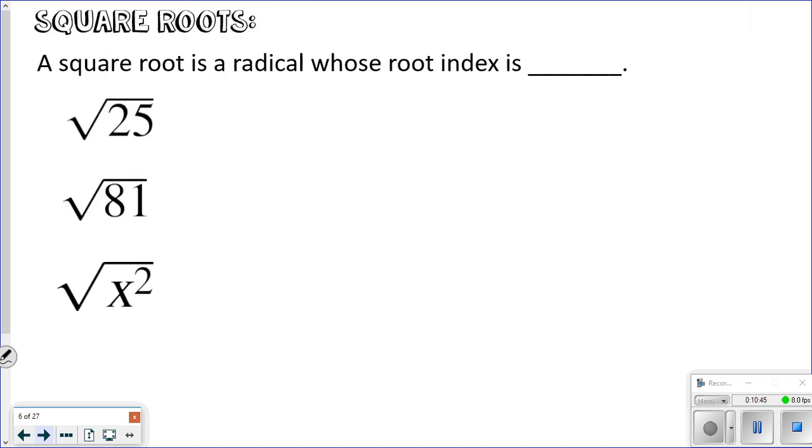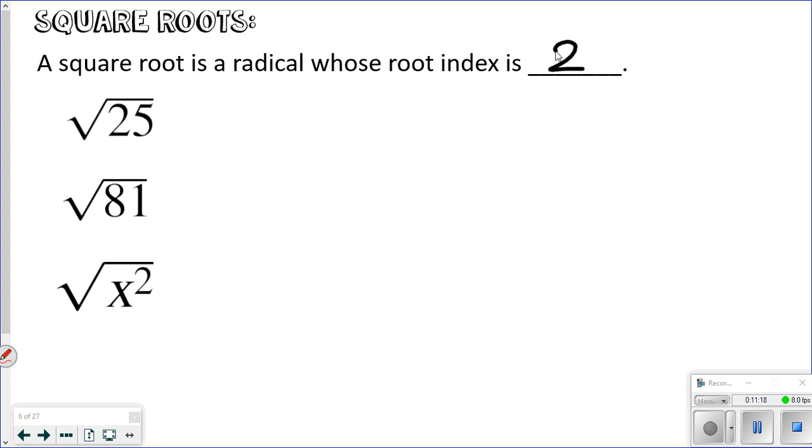So we're going to add that to the top of the next page. So a square root is a radical whose root index is 2. Okay, so that means I'm taking the square root of all of these problems, but we don't write the 2, we just assume that it's there. Okay, so these questions are from your book, and these are all perfect squares.